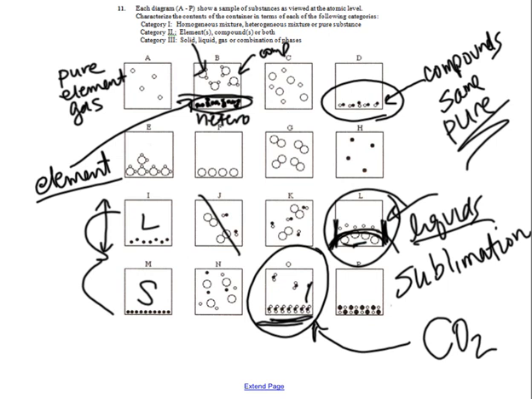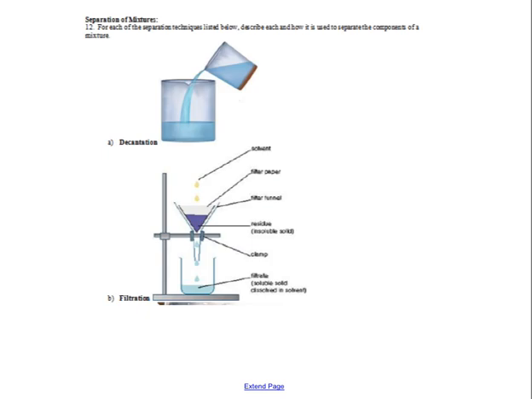Okay, y'all feeling okay about these? All right, now we're going to talk about how to separate mixtures. We don't talk about how to separate compounds because it's really hard. It's not something we can easily do in laboratories. It requires lots of energy. If I wanted to separate water into its components, I'd need to shoot electricity through it or do something.